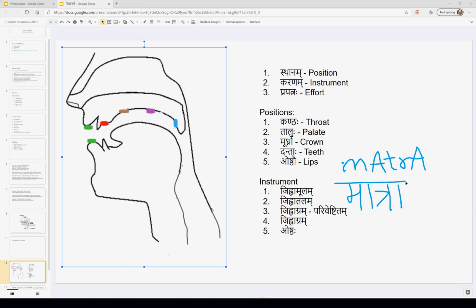Based on that, if you look at Wikipedia, a matra is given as 0.4 seconds, which sounds good to me. You can think of it as about half a second, a bit longer than the time we need to pronounce one tick. So 2 matras is 1 second, and 3 matras is 1.5 seconds.